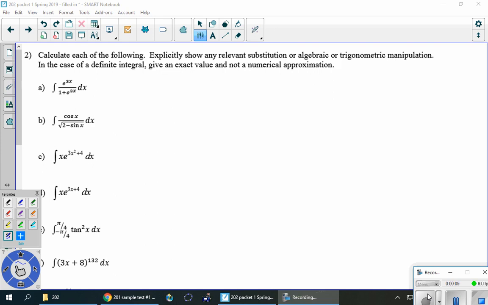Calculate each of the following. Explicitly show any relevant substitution or algebraic or trigonometric manipulation. In the case of a definite integral, give an exact value and not a numerical approximation.